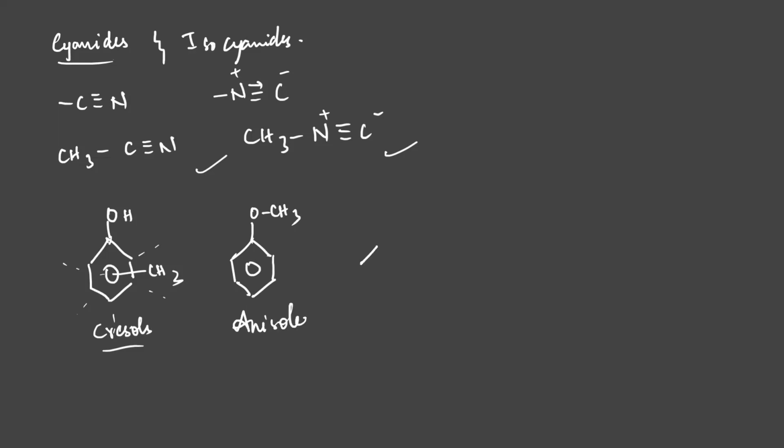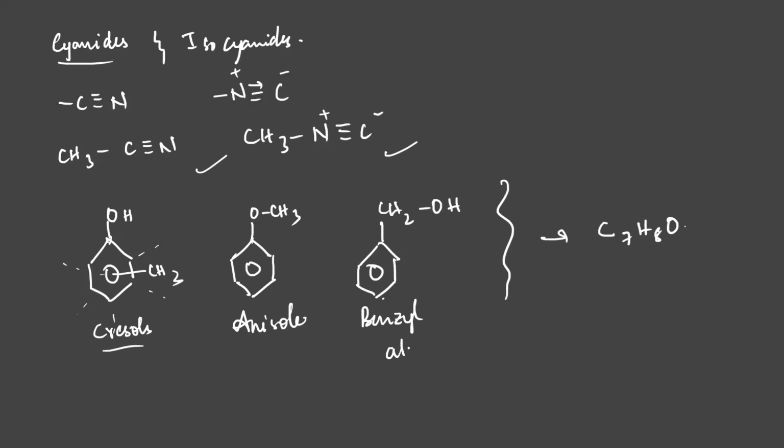And then we also have benzyl alcohol, which is also isomeric. CH2OH. So you can see the molecular formula here, C7H8O. You can check it. So this is benzyl alcohol. So these are also functional isomers.